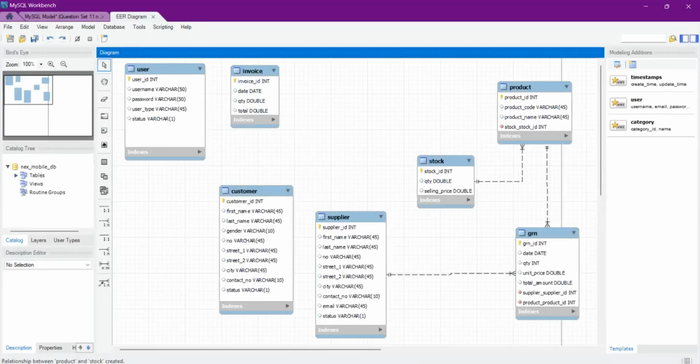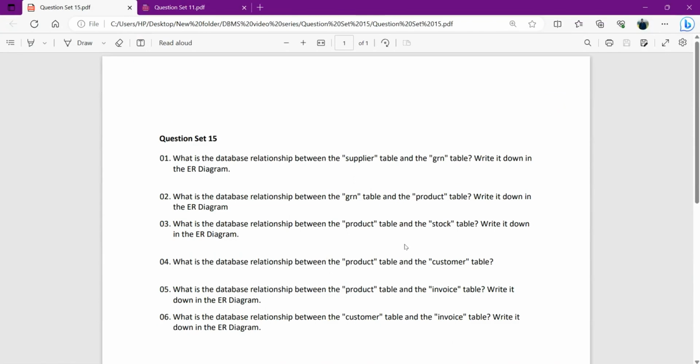Let's go to the fourth question. What is the database relationship between the product table and the customer table? Before we do the fourth question, it's better to do the fifth and sixth questions, because it's easier to explain the fourth question after doing them.